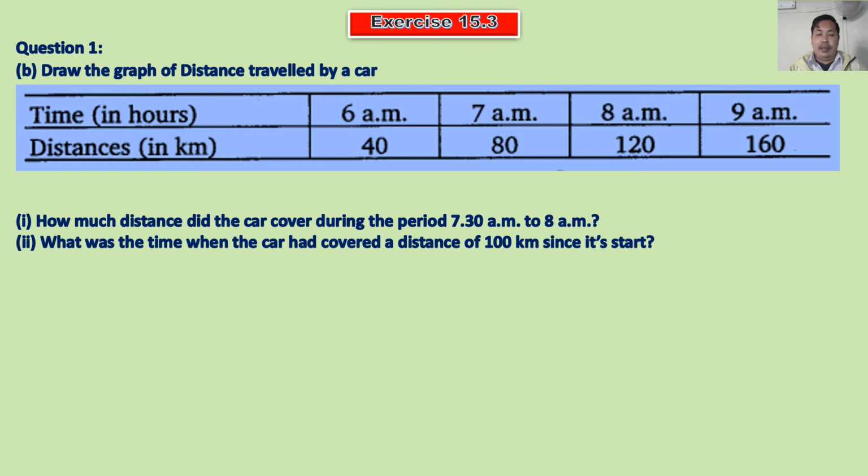It means that when the car started, when it covered 100 kilometers, what was the time? We are going to find that out from the graph. From the table, we cannot find where 100 is. 100 is not given here. 120 is there, even 7:30 is not there, isn't it? So we can find all this information from the graph that we plot. Okay, let us see the next.